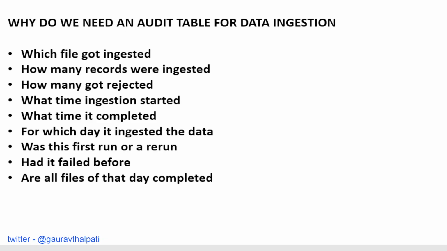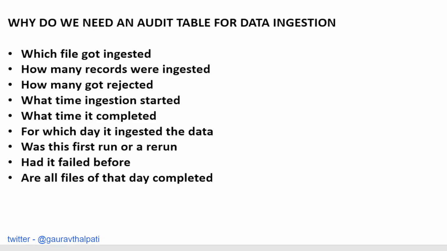Another important piece of information that an audit table generally gives is whether it was a rerun or not. Many times, those who have actually worked on real systems would know this: the source would send a file, and maybe after 3-4 hours they would come back and say there was some mistake, and they want to rectify that. They want to send a corrective feed. It's a very, very common scenario in production support, or an actual production system.